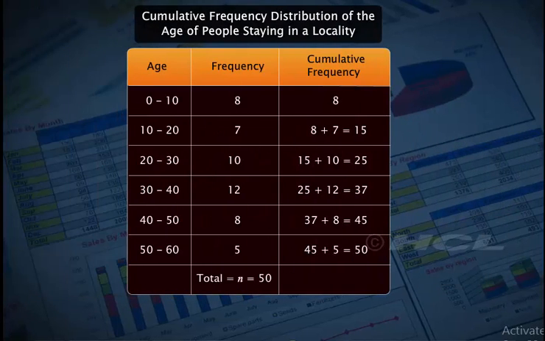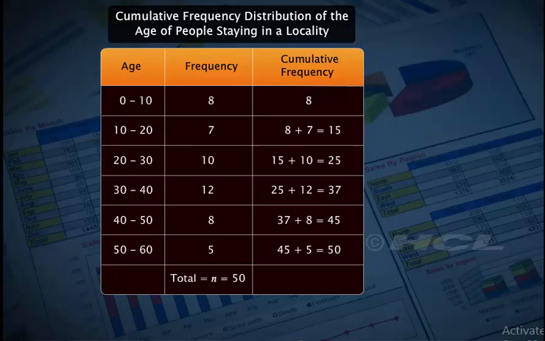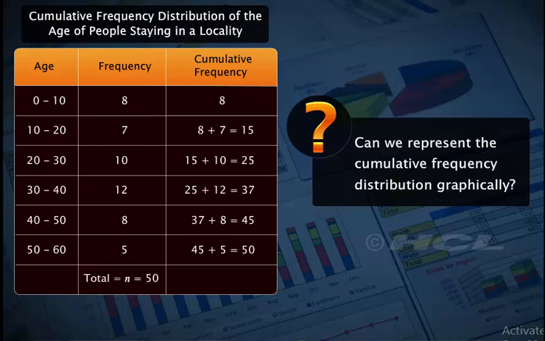Observe this frequency distribution. The sum of the frequencies of all classes which are lesser than the upper limit of a class is the cumulative frequency of that class. So, a frequency distribution can be converted to a cumulative frequency distribution by adding all the frequencies that are prior to a class interval. Can we represent the cumulative frequency distribution too graphically?